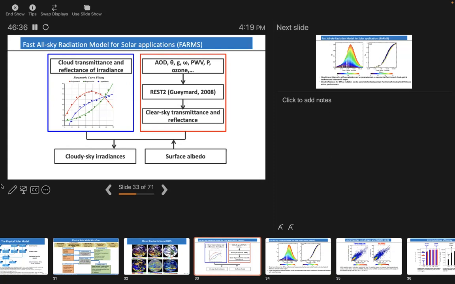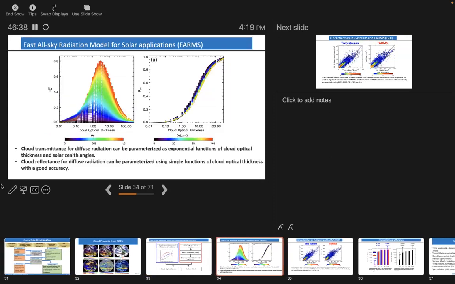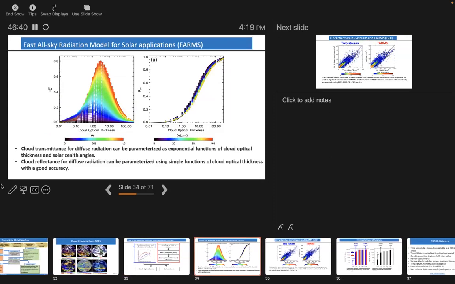So what we did was we parameterized the transmittance and the reflectance of these clouds. And that essentially made our function much faster. Because in actual radiative transfer in meteorology, they want heating rates at different layers. So they divide the atmosphere into 50 layers, and they will calculate at every layer going downwards. In our case, I care about what is at the surface. So I don't need to do all those calculations at every layer.